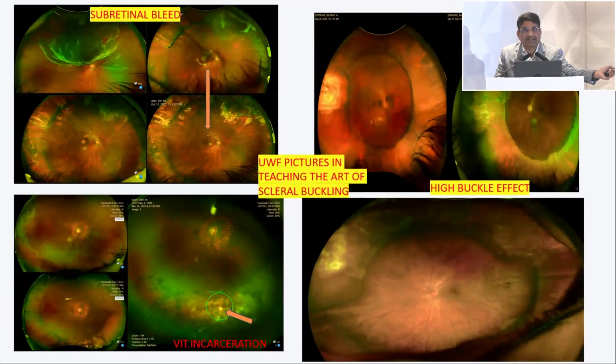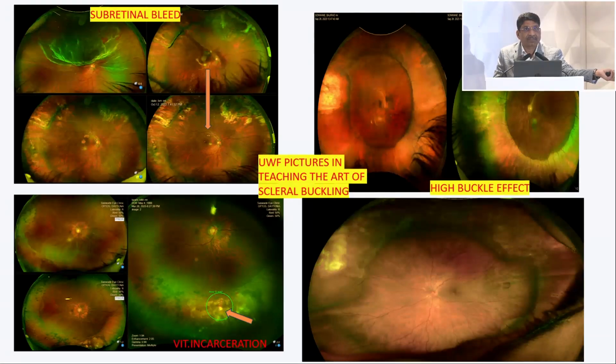Then there are certain cases in a teaching institute. Nowadays it is said that the buckle is no more done. Why? Because no one is teaching properly. That is also a part on the teachers. We can show the various types of complications of the buckle. This is a needle injury with subretinal hemorrhage. There is a vitreous incarceration, a high buckle effect. Then the students can improve their practice.